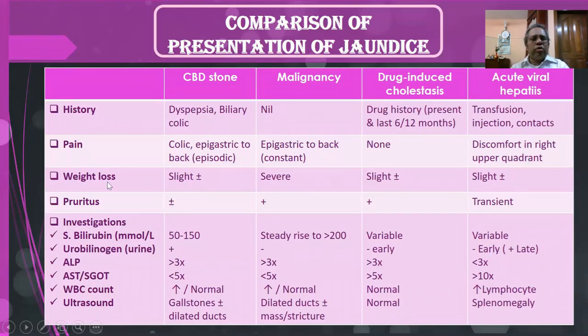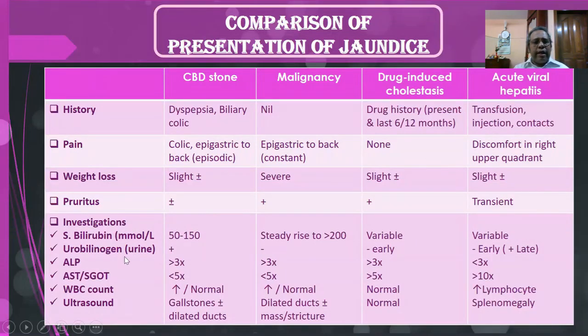What about the weight loss? In case of CBD stone, slight or not, because it is usually an acute presentation. But in case of malignancy, it is a late presentation. For that, it is more marked. And drug-induced slight, acute viral also slight, plus minus. And pruritus is plus minus in case of CBD stone, according to the obstruction, persistent time, duration, the presentation. But in case of malignancy, there is always pruritus. In case of drug-induced cholestasis, there is intrahepatic cholestasis, so there is pruritus. And in case of viral hepatitis, the pruritus is transient.